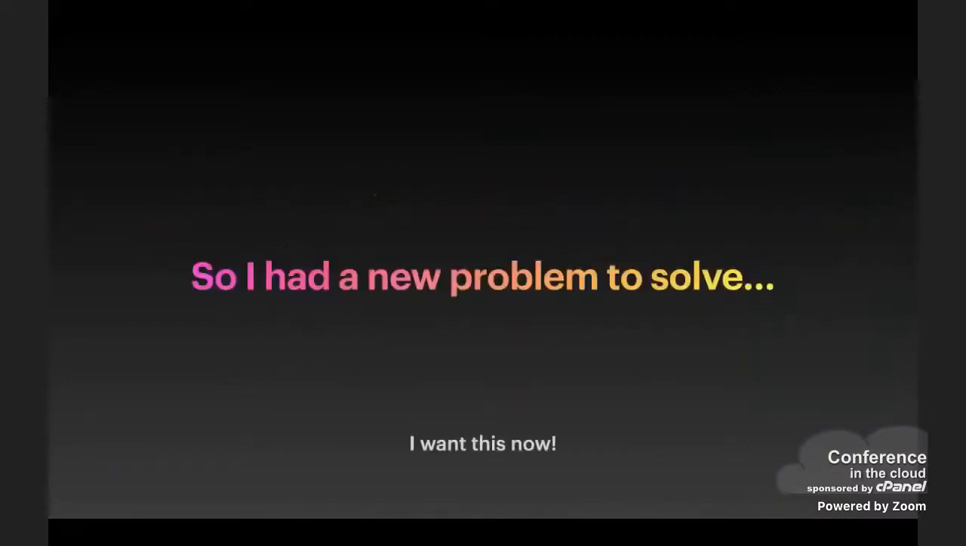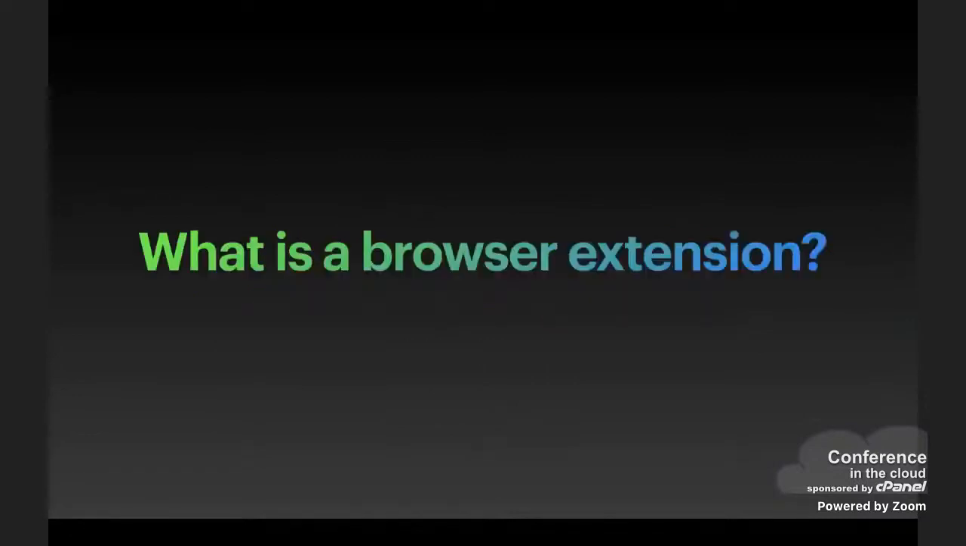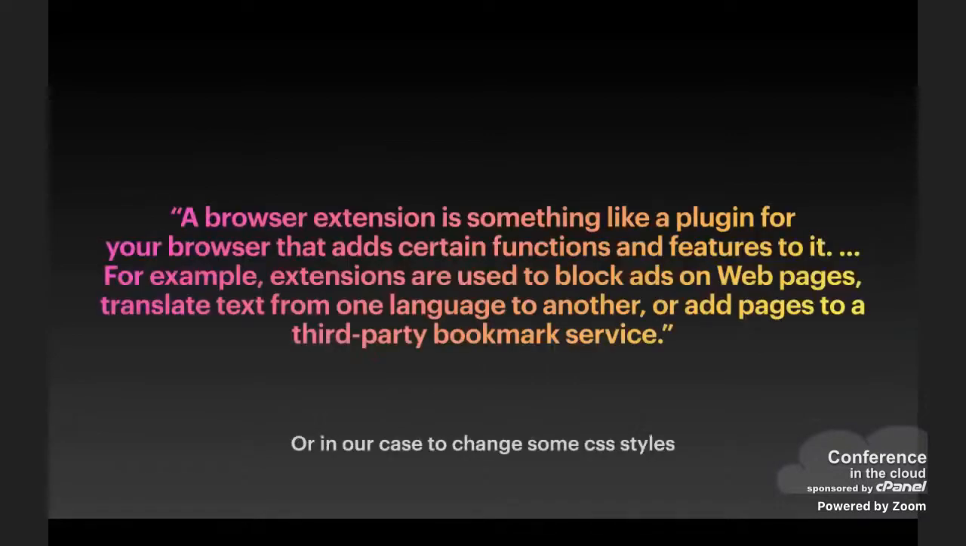So yeah, I had a new problem that I wanted to solve. I wanted this to work now, right now. And that's where attempt 2 comes in, and that's the browser extension. So what is a browser extension? A browser extension is something like a plugin for your browser that adds certain functions and features to it. For example, extensions are used to block ads on web pages, translate text from one language to another, or add pages to a third-party bookmark service. Or in our case, it's simply to change some CSS styles.